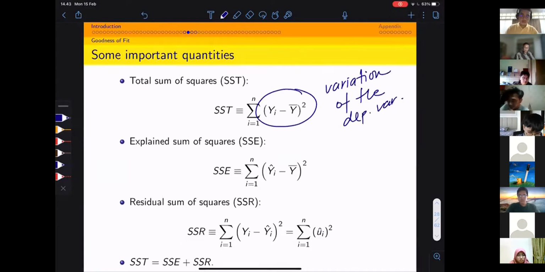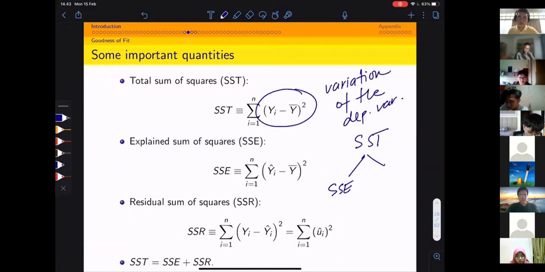The variation of y, SST, can be decomposed into two parts. The first part is the variation of the data that can be explained by the model, the variation of the data that can be explained by the variation of the model.